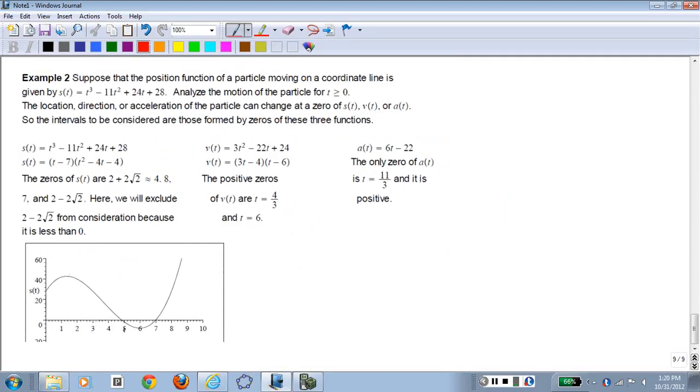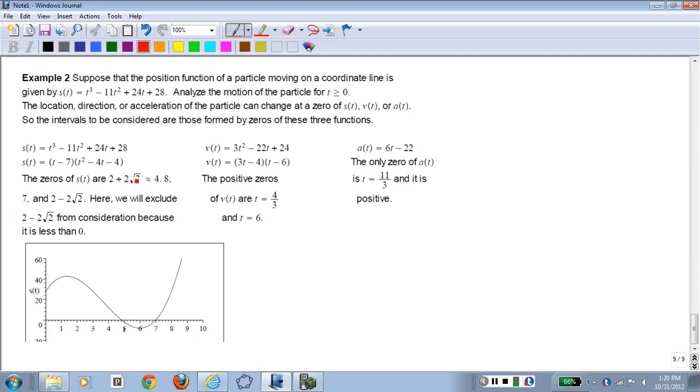S of t equals t cubed minus 11t squared plus 24t plus 28. Analyze the motion for the particle just for t greater than or equal to 0. We included negative values of t in the one that we did, but this is just t greater than or equal to 0. So we take the derivative. Actually, no. We factor the expression, and I get t minus 7 times t squared minus 4t minus 4.